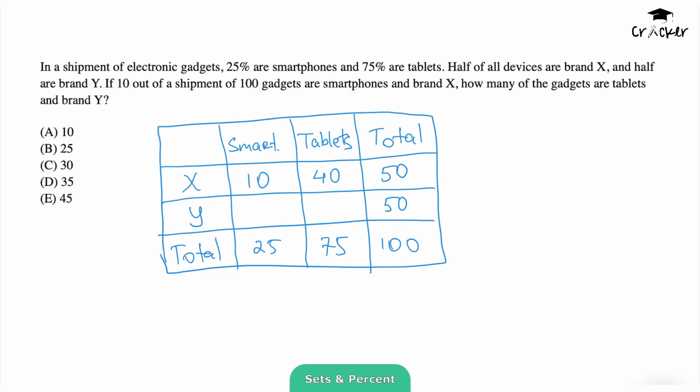Since there are 75 tablets in total and 40 of them are brand X tablets, the rest must be brand Y tablets. So 75 minus 40 equals 35 tablets that are brand Y. Therefore, the correct answer is option D.